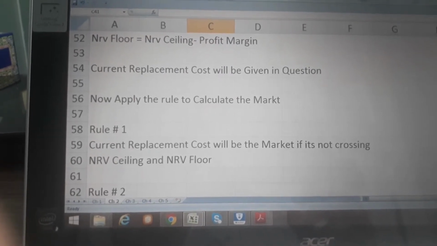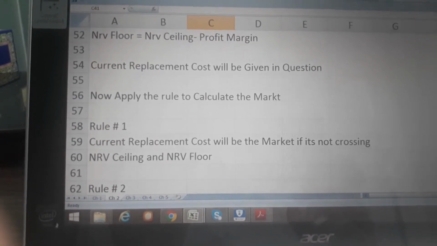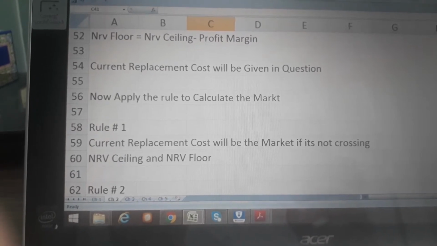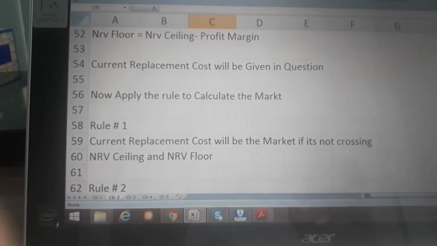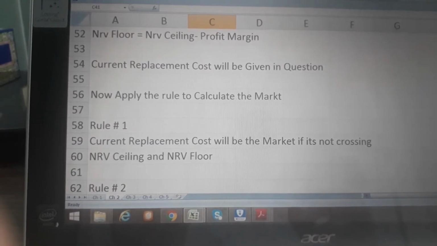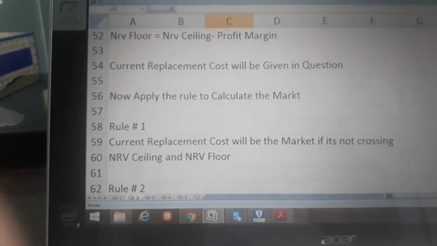Now we can apply the rule. The first rule says that current replacement cost will be the market if it's not crossing the NRV ceiling and NRV floor. So in case the CRC is falling between the two limits, in that case CRC will be our market.